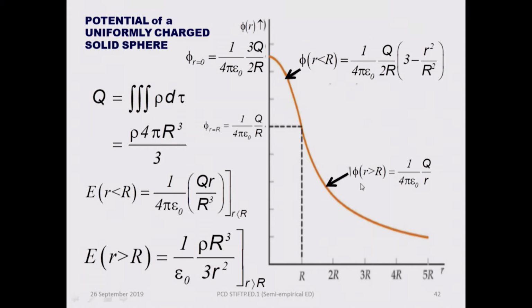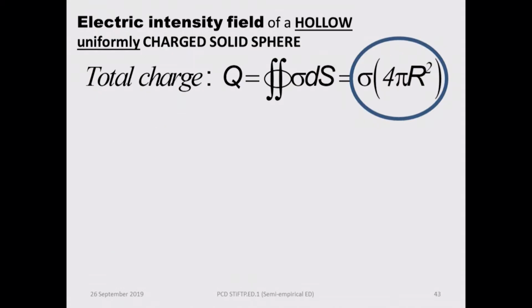So, outside for r greater than R, it is q over r, so it goes like this, and inside for distances less than the radius of the sphere, it goes as this expression that we have just evaluated. So, we can sketch this very nicely. Okay. So, this is the potential of a uniformly charged solid sphere.